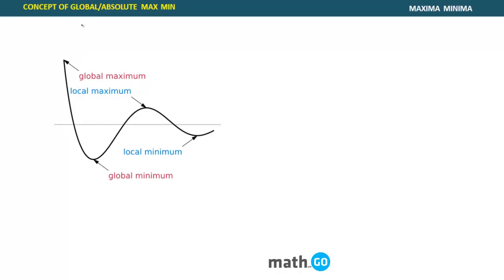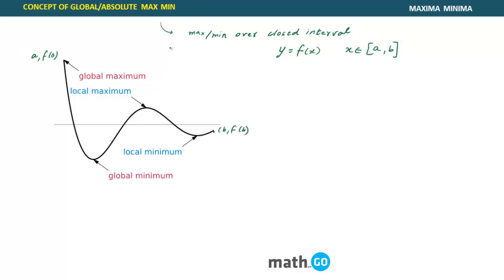Before we go further, let's take the concept of global or the absolute maximum or minimum. In books you will also find maximum or minimum over a closed interval. This is also one of the topics which you can find in this way. So for example, the diagram on the screen is y equals f(x) when x belongs to the closed interval a to b. Let me call this point (a, f(a)) and this point over here (b, f(b)). So you need to find the global.